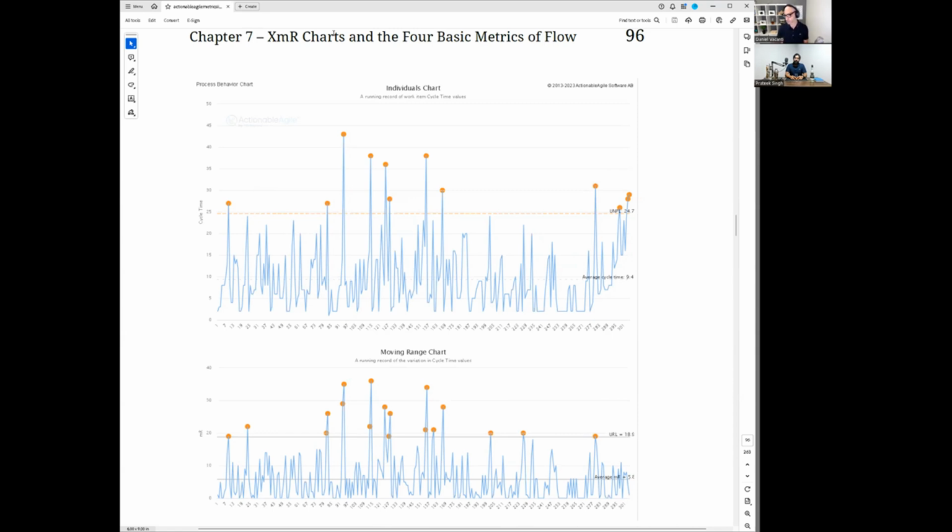You're going to see there are two parts to this. There is the individuals chart and the moving range chart. I'm sure Dan's going to get into why there are both of them and what they mean. And also, as every good control chart should have, there is a control limit drawn. Again, Dan's going to get into how that was drawn and all that fun stuff right about now.